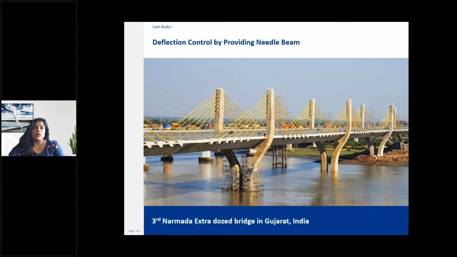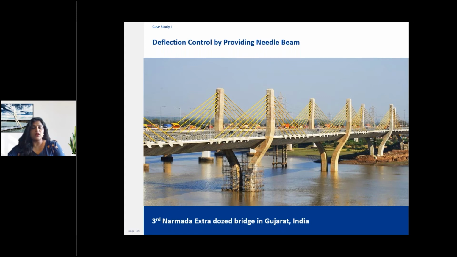Now, another way of realizing this ideal hinge and controlling the deflection at midspan was by providing a needle beam. This is also a popularly adopted solution these days. You may have guessed that this was the solution of choice even at the recently constructed third Narmada extradose bridge in the state of Gujarat.